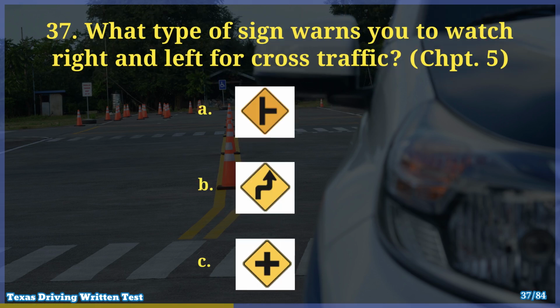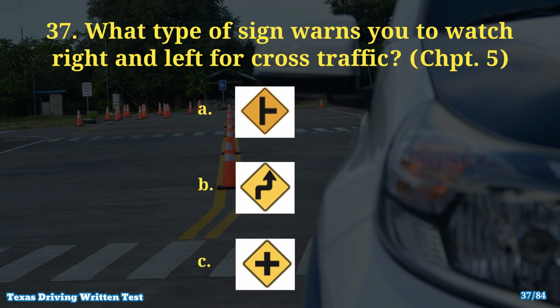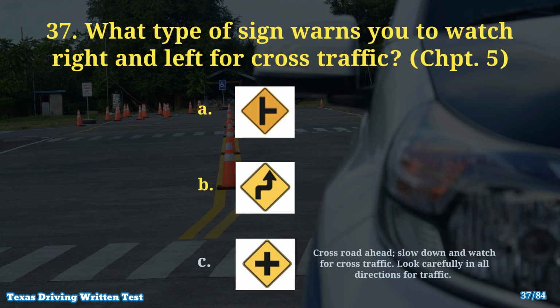37. What type of sign warns you to watch right and left for cross traffic? A, B, or C. Answer is C. Cross road ahead, slow down and watch for cross traffic, look carefully in all directions for traffic.